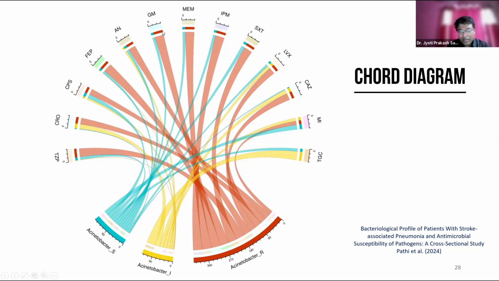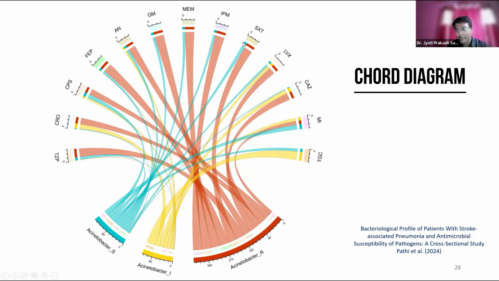Here, this one is gentamicin. No Acinetobacter isolates were sensitive to gentamicin or meropenem or imipenem, not even cotrimoxazole. The colors correspond to the individual drugs, these colors. And likewise, the colors of sensitivity patterns are shown here.